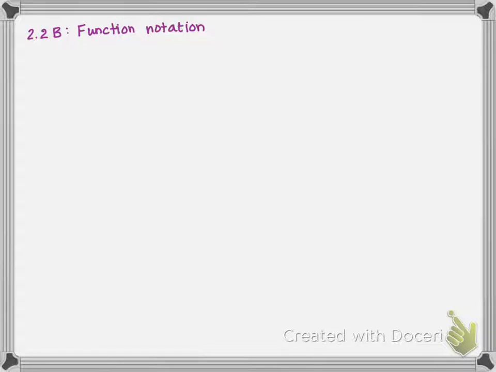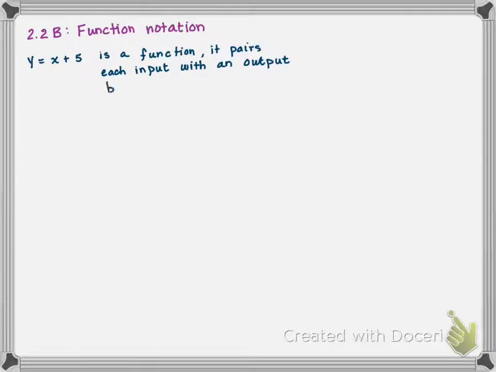So we can think of y equals x plus 5 as a function. It pairs each input with an output based on the rule: the output is 5 more than the input.